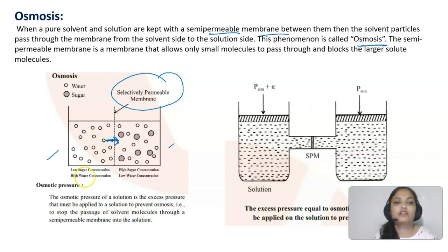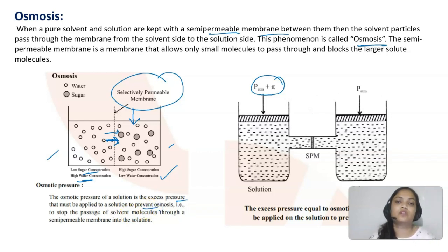Now like here you have low sugar concentration, high water concentration. So from here water molecules will go to the right hand side where you have high sugar concentration and low water concentration. Now to stop this movement, there must be some external pressure applied on the solution side to stop the flow. So this pressure is known as osmotic pressure. Okay, so osmotic pressure is the excess pressure that must be applied to a solution to prevent osmosis.